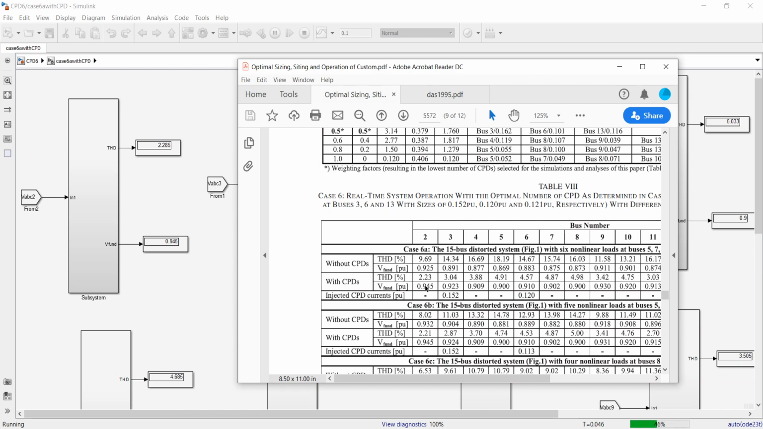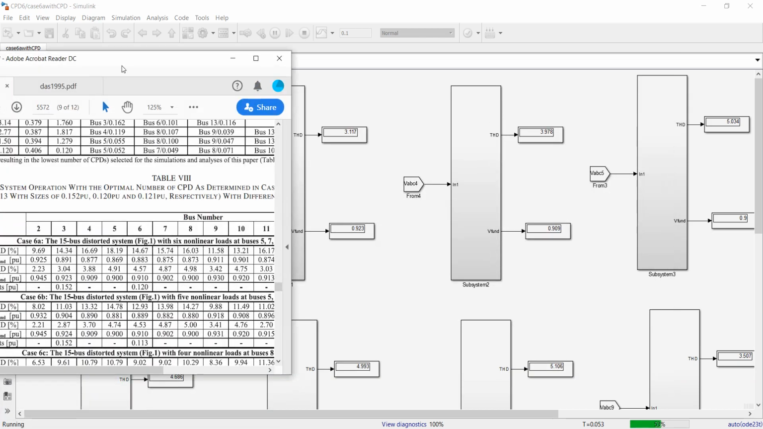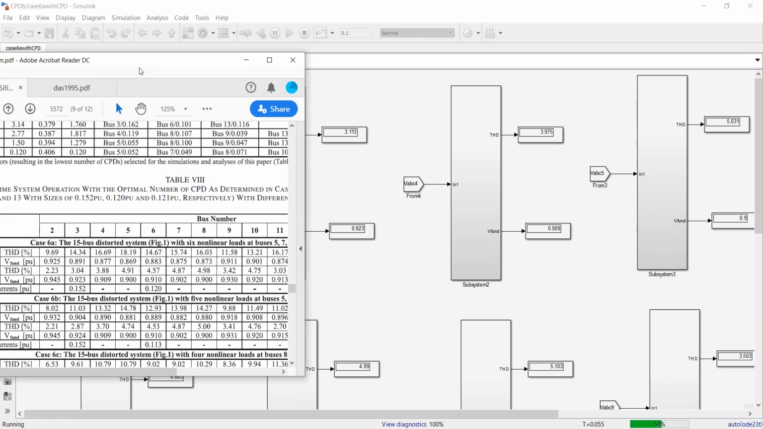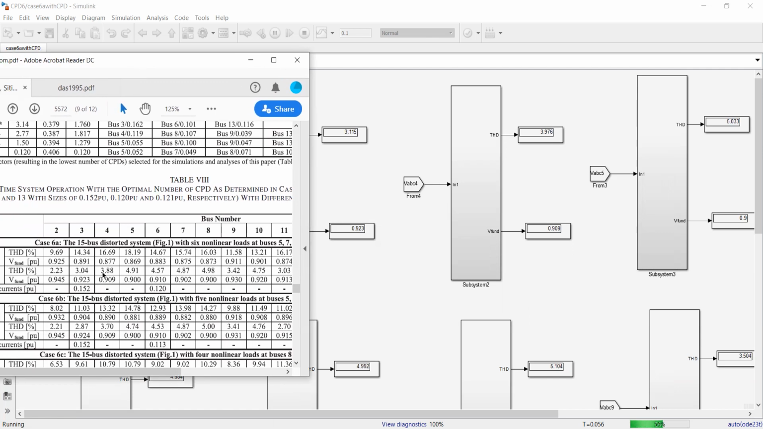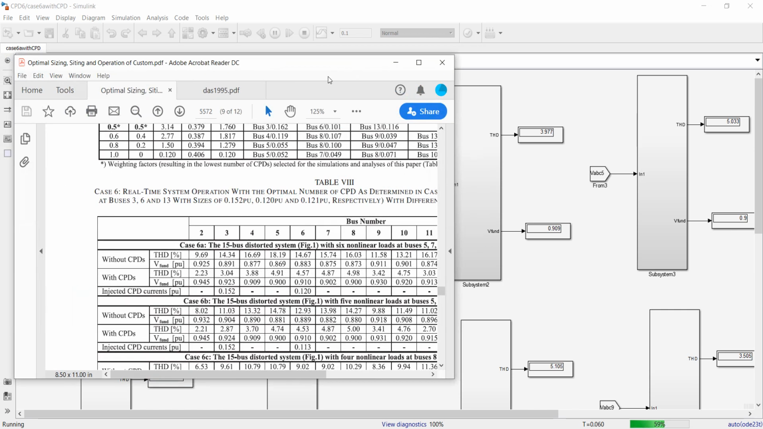This is with CPD. THD is 2.23. Environmental voltage is 9.945 for second bus. This is for VABC3, 3.1 and 0.923, and VABC4, 3.97 and 0.909.